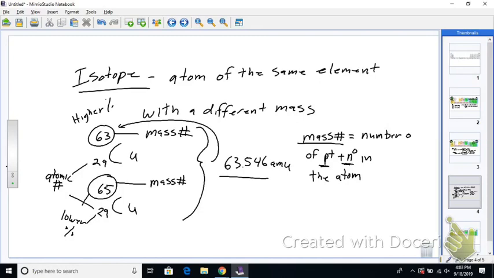So what we're going to do tomorrow is work through some problems with isotopes so that you can look at more things other than protons and mass number in an atom.